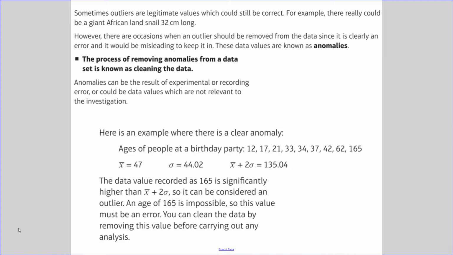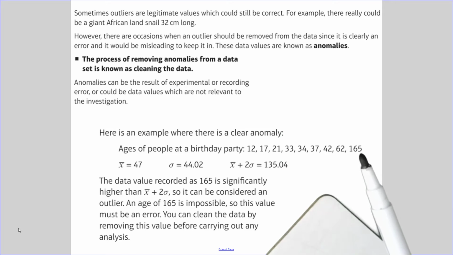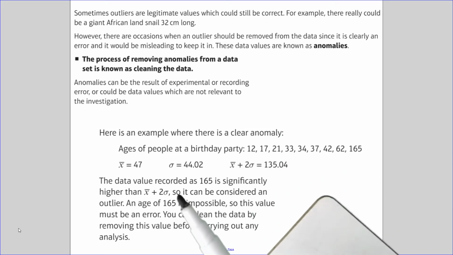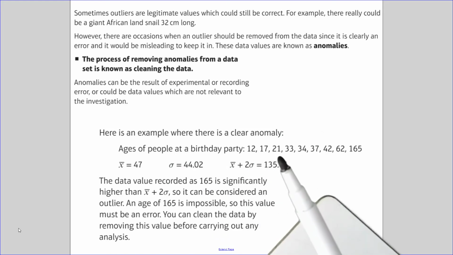Okay, just a quick note on cleaning data. This is the process where we get rid of things that are clearly anomalies or errors, rather than things that are part of a big set of data. For instance, we look here in this example, they give us 165 here, and this is the age of people at a birthday party. Now 165 comes out to be bigger than our outlier bound of 135. It's clearly an error rather than just a very large amount of data.